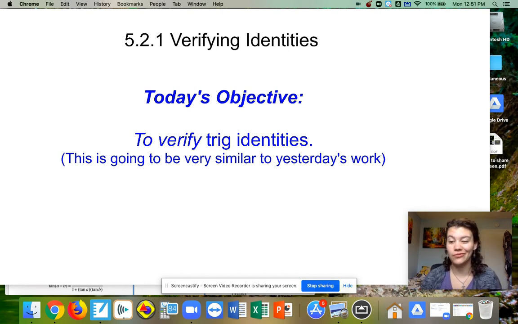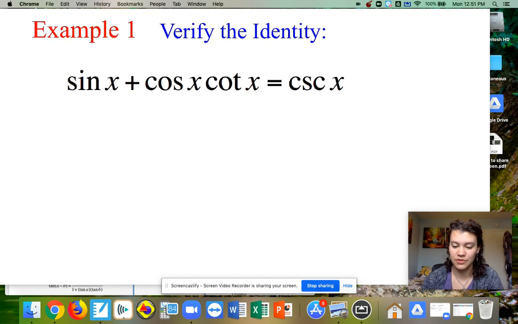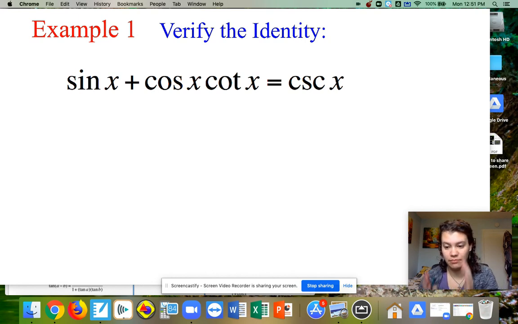This is going to be very, very, very similar to what we did on the last video. So the first example here, the difference between verifying and simplifying is we want to get both sides to be the same. So instead of having just one thing you're simplifying down, now you know what the answer is. It gives you a thing and then something you're supposed to equal. You want to get them to be the same.